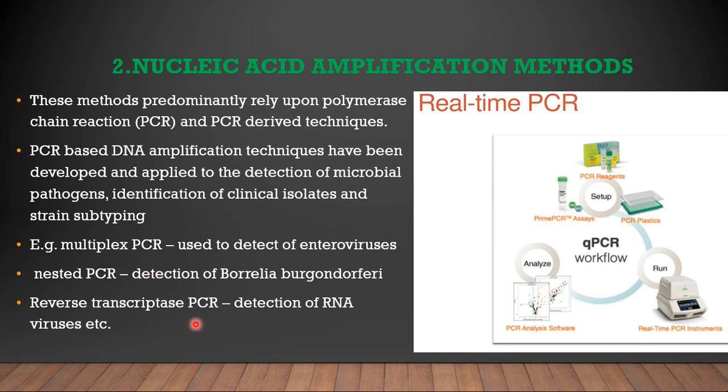We have the multiplex PCR technique, which is applied for the detection of enteroviruses, and also HSV1, HSV2 and VZV. Then we have another type, nested PCR, which is mainly applied to detect Borrelia burgdorferi, a bacterium. In the same manner, we have the broad range PCR, which is used to detect fastidious or uncultivated pathogens. And well known is the reverse transcriptase PCR technique, which is used to detect RNA viruses.